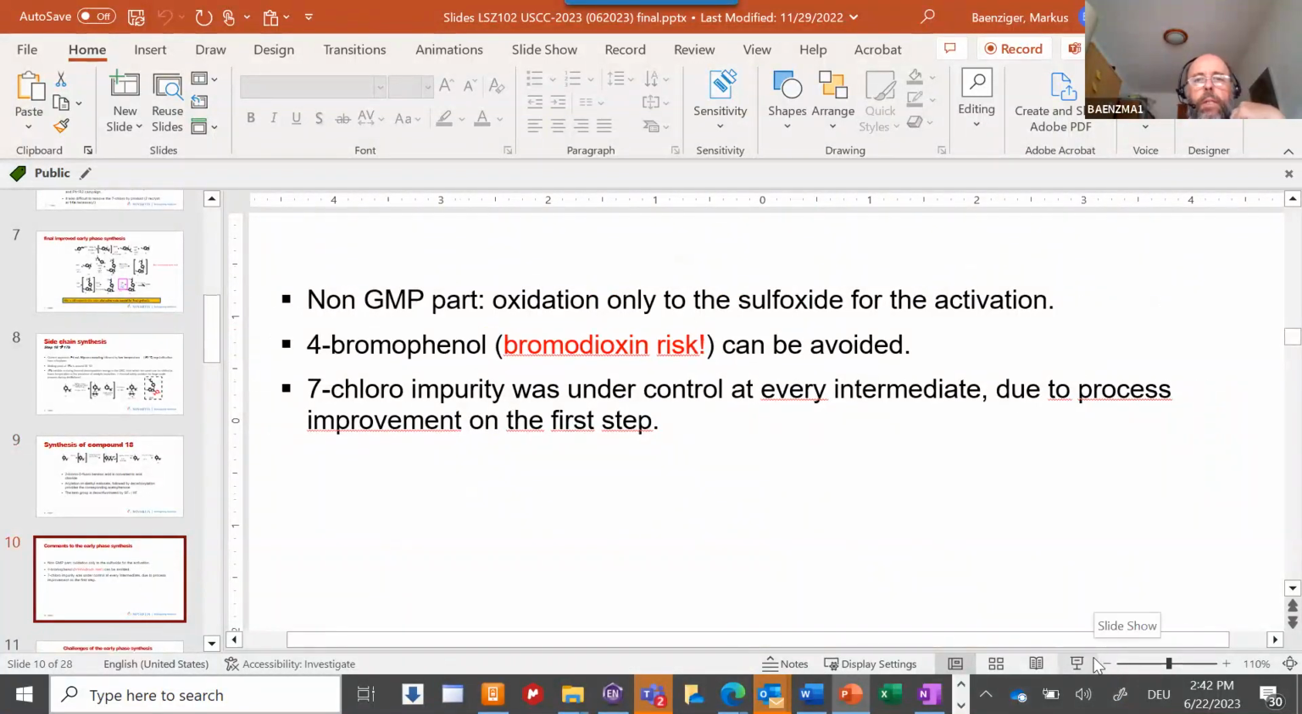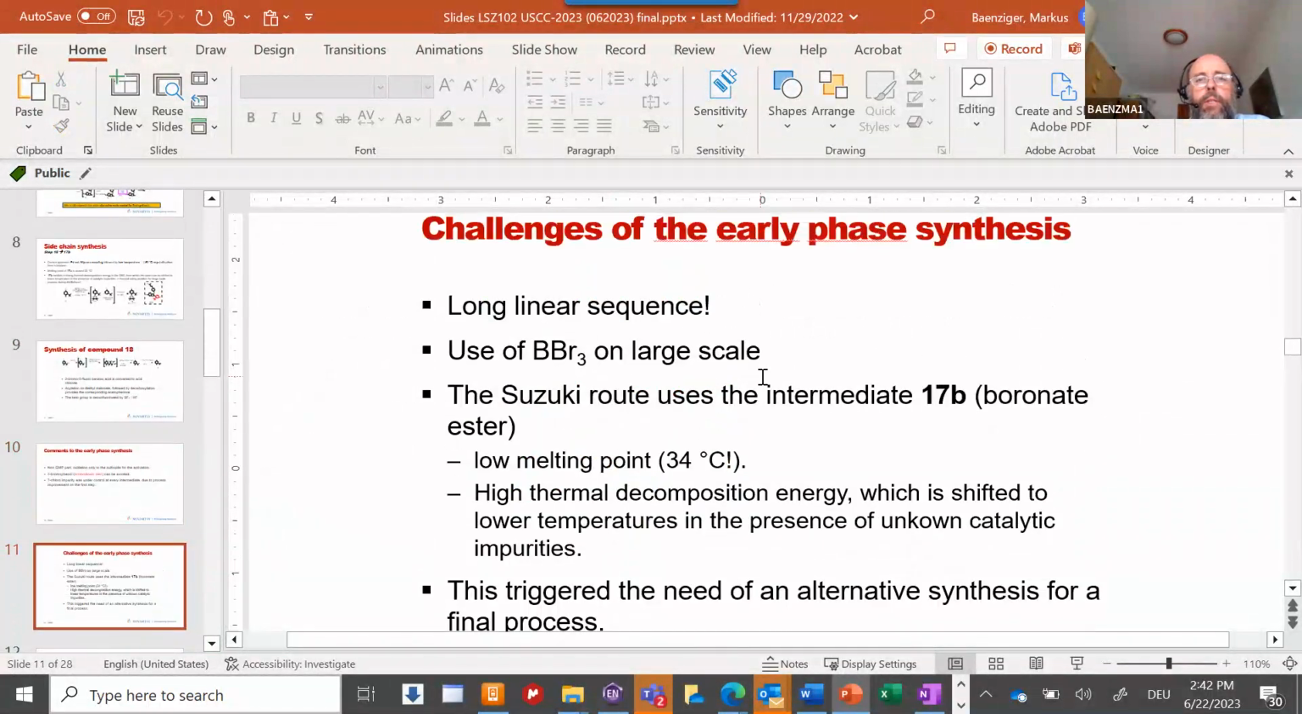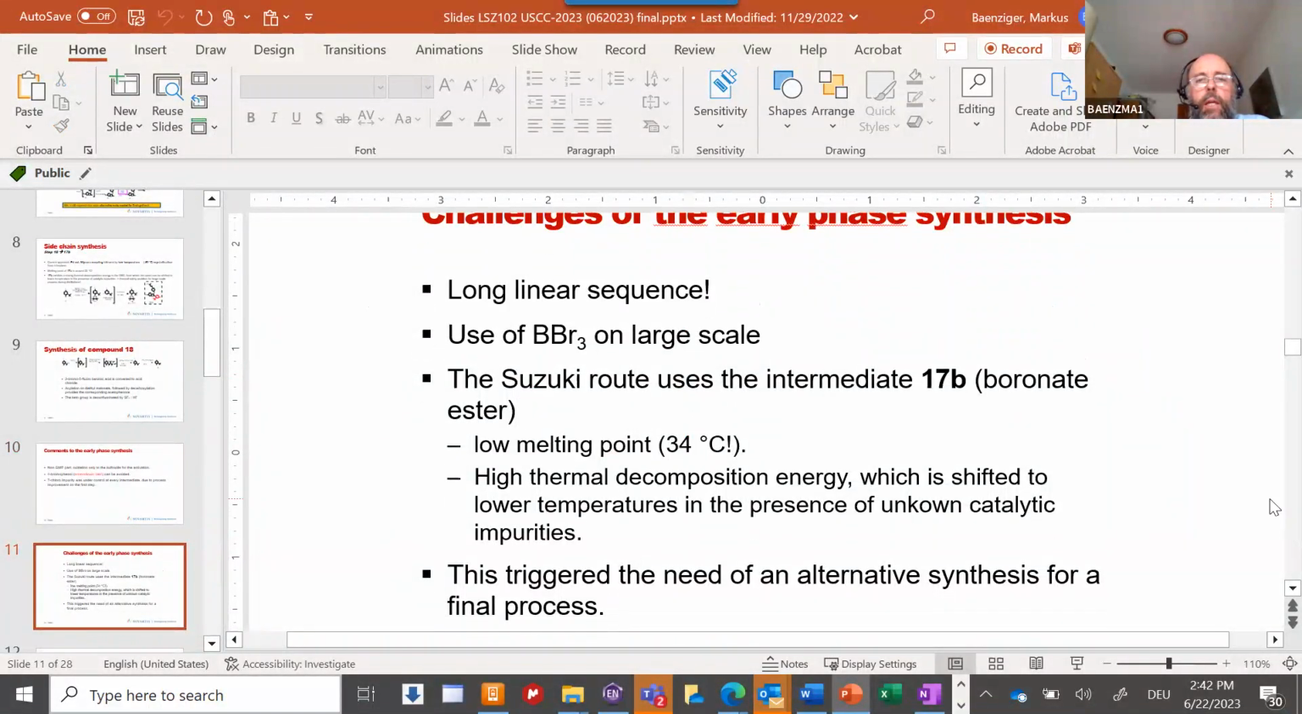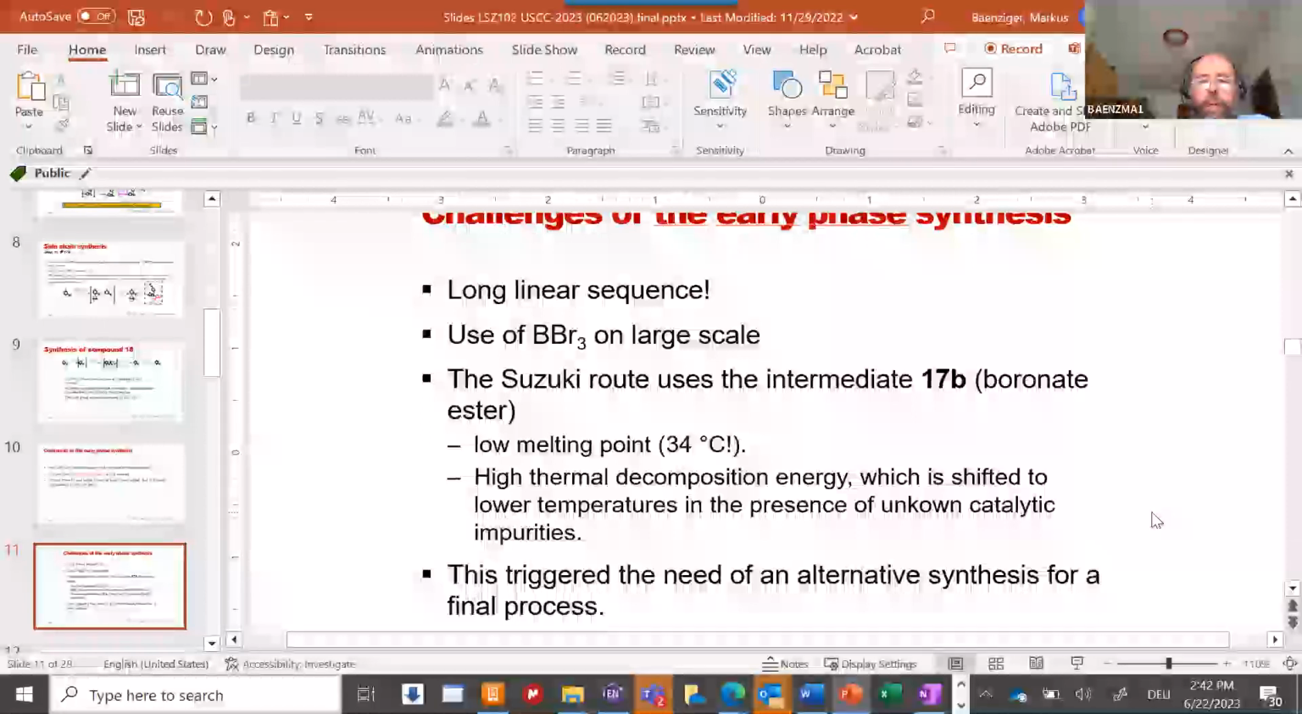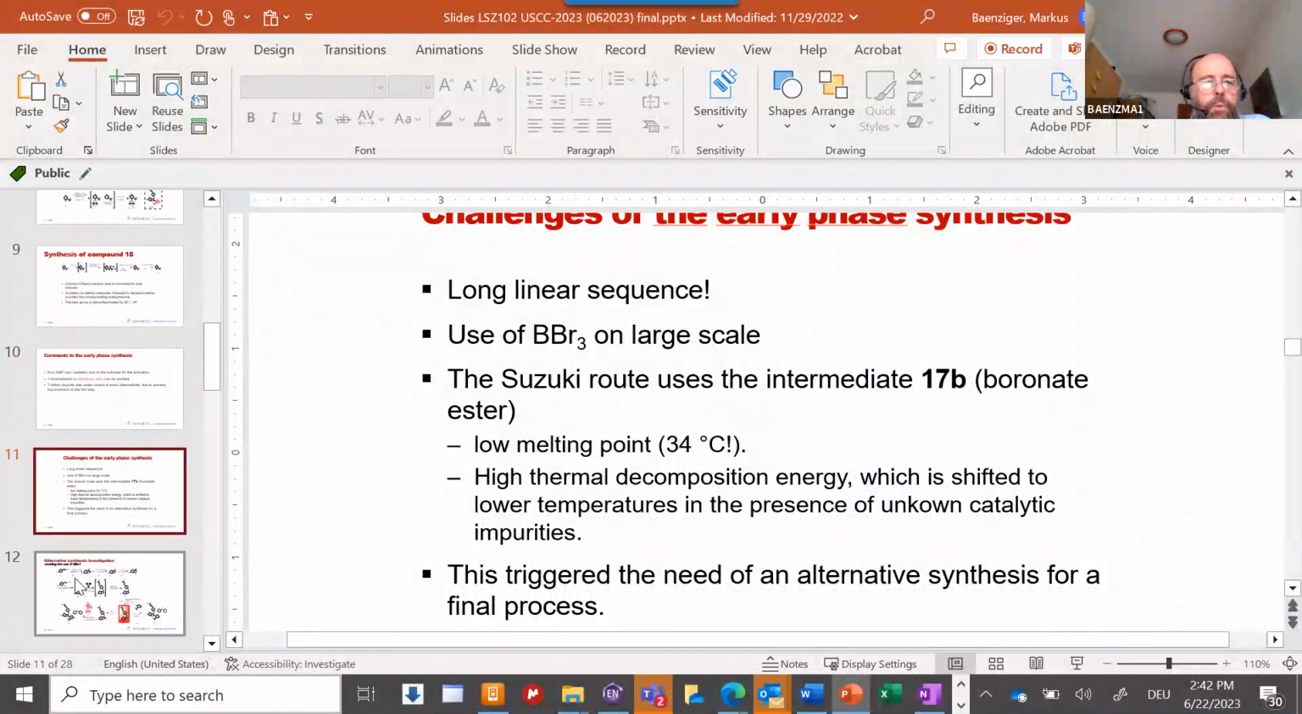So the non-GMP part, the oxidation of the sulfide only to the sulfoxide, was actually a benefit. So we could eliminate the 4-bromo dioxin risk, and also this 7-chloro impurity was under control after first process improvement in the first steps. But there were still challenges. It's still a long linear sequence. The use of PBr3 on large scale. The Suzuki route uses this intermediate 70B, that's the boronate ester, which has a low melting point, exhibits a high thermal decomposition energy, and this triggered the need of an alternative synthesis for a final process.